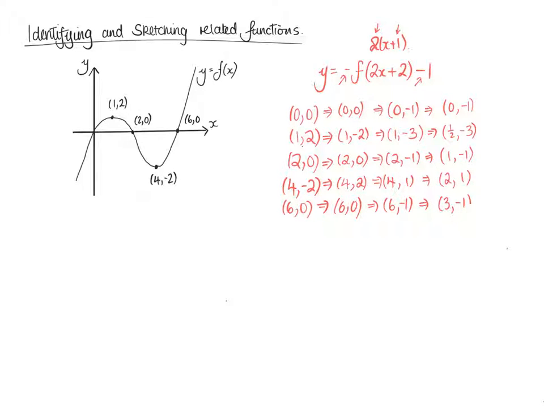Okay, and then we've got to move it plus 1, so that's moving it to the left. We've got to move it to the left 1, so our x coordinates are all going to have 1 less. So we've got minus 1, minus 1. We're going to have minus a half when we take 1 away, minus 3. We're going to have 0, minus 1. We're going to have 1, 1. And we're going to have 2, minus 1. Okay, so that's our final thing.